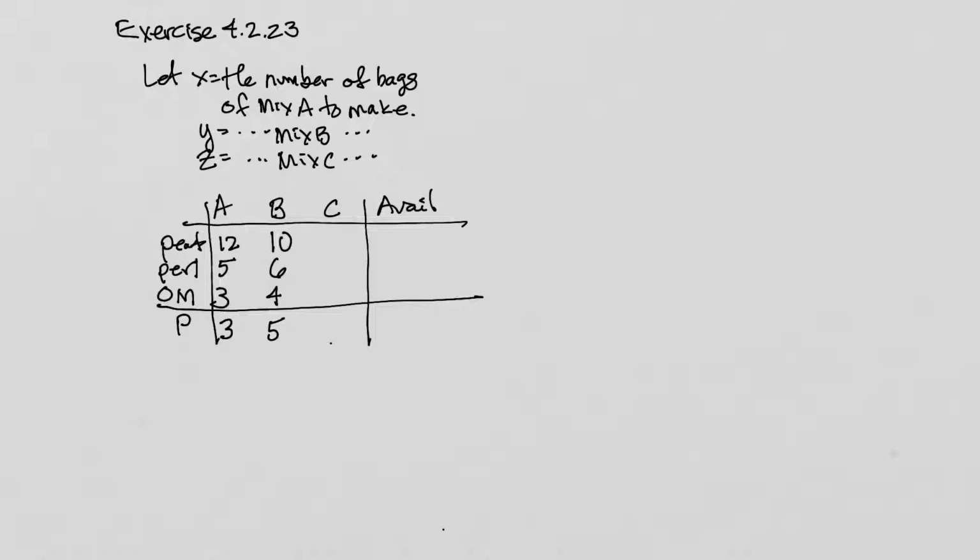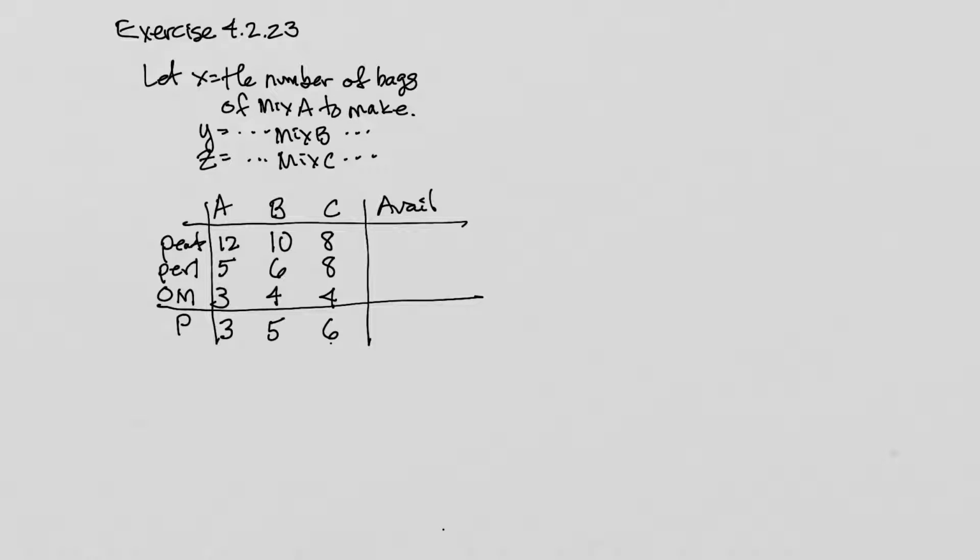And Mix C has 8 pounds of peat, 8 pounds of perlite, and 4 pounds of organic material, and they bring a profit of $6 for a 20-pound bag. And just a note that if you add these numbers up, you get 20, right? Because we're supposed to have 20-pound bags, just as a check.